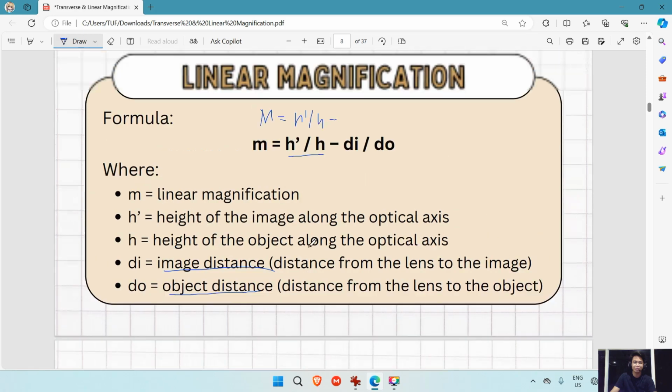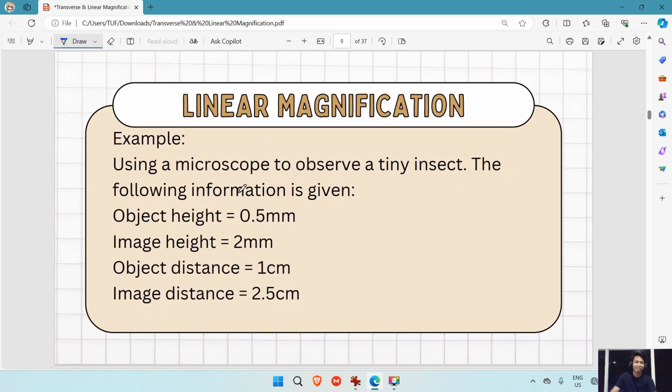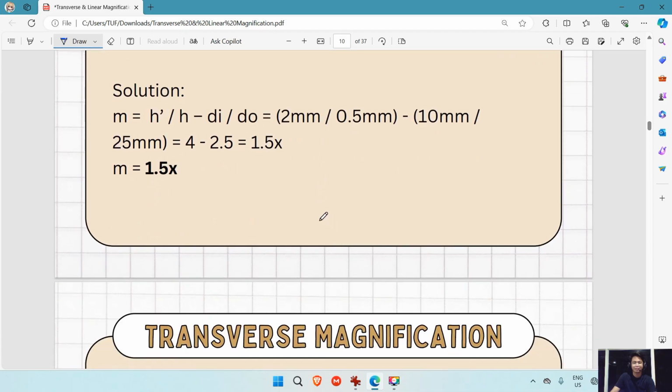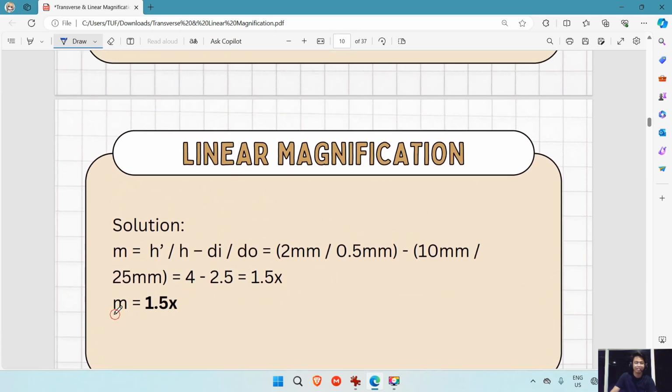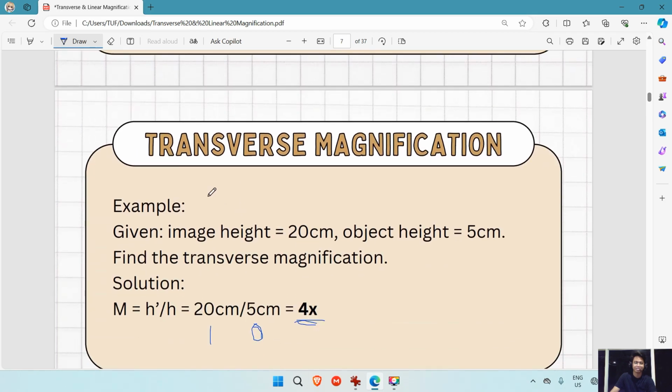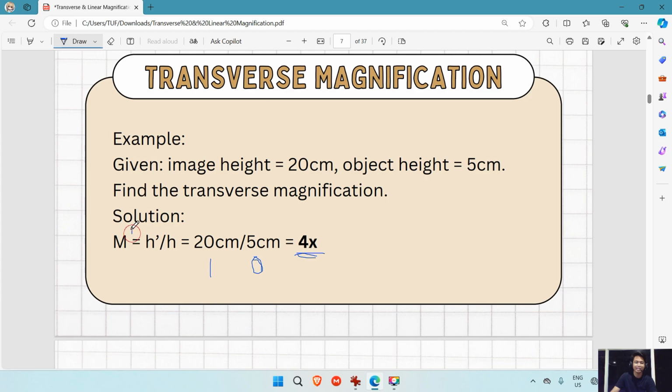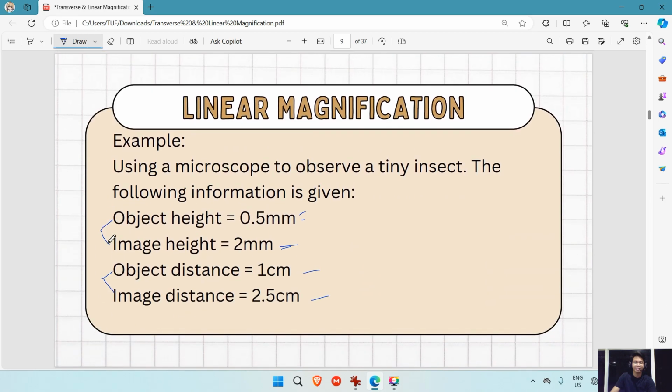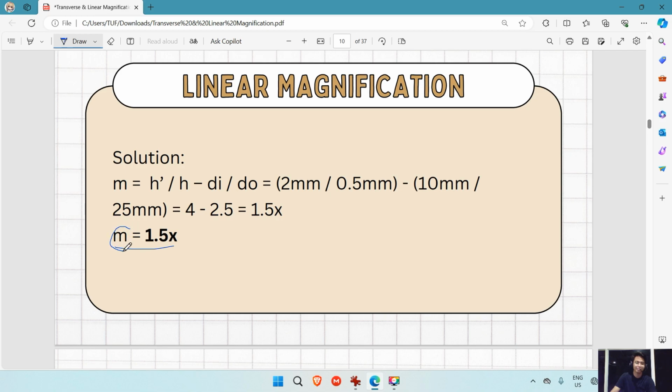Okay. Let's proceed with the example for linear magnification. So you need four givens. You need the height and the distance for each of the object and the image. With these givens, we can simply substitute them and get the magnification. Okay. Don't forget to distinguish between the linear and the transverse. When we say transverse, it is denoted by the capital M, while linear is denoted by the smaller m.